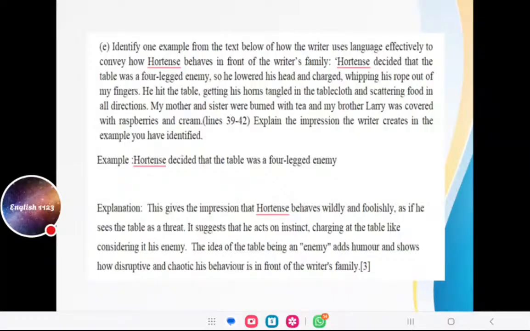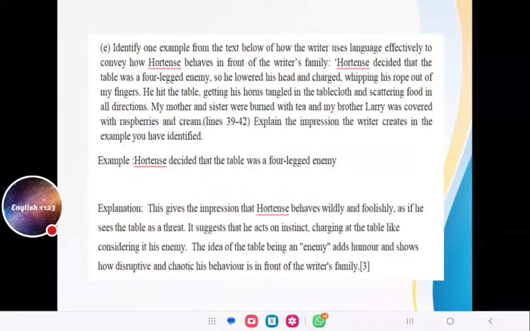So we know that a table is not a human being, a table is not a living thing. So this animal is considering this table an animal. For me, the important words while explaining, I am going to pay attention to, are 4-legged and enemy. So the explanation can be: this gives the impression that Hortense behaves wildly and foolishly, as if he sees the table as a threat. So it's an enemy, so he sees it as a threat.